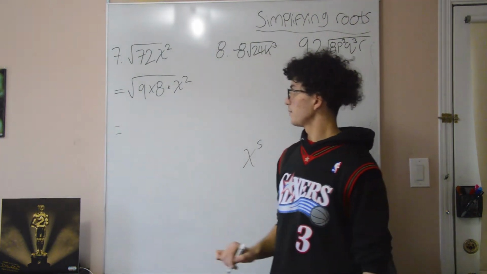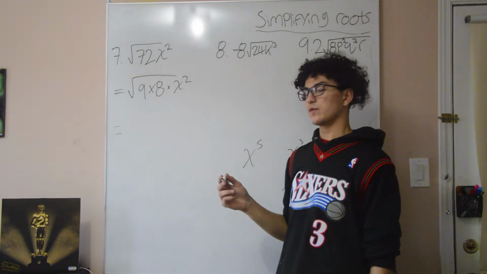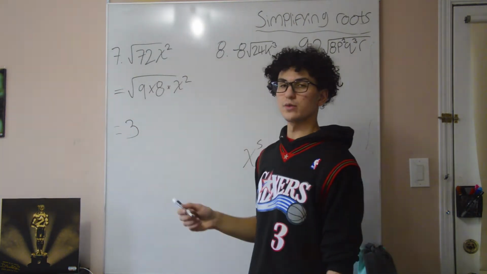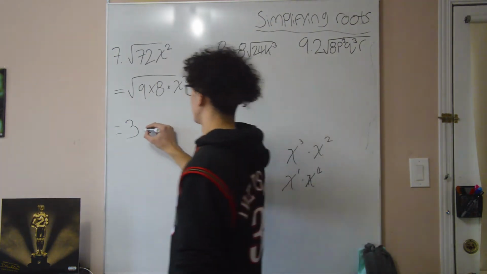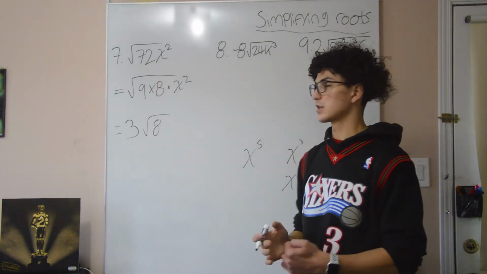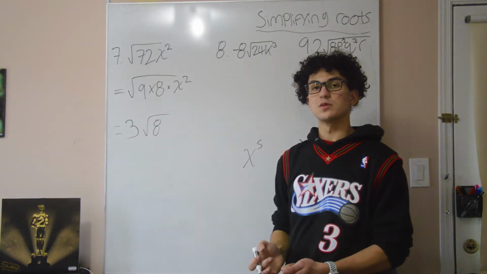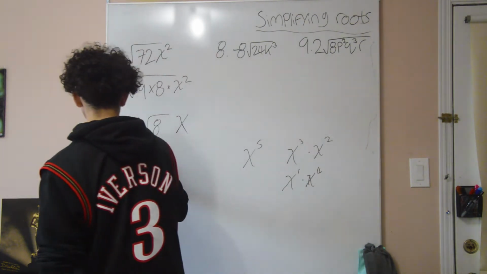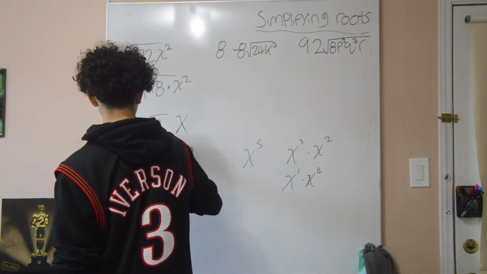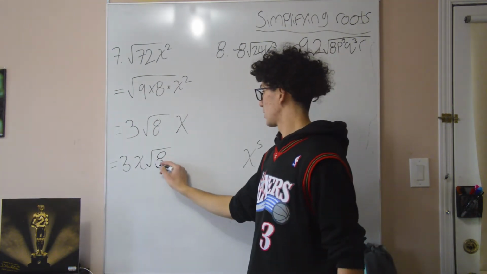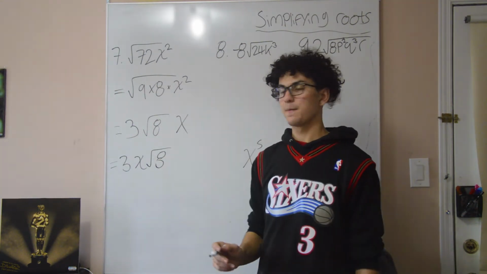Now from here, can we take the square root of 9? Yeah, we can. It becomes 3. Can we take the square root of 8? Unfortunately not. So 3 root 8. And can we take the square root of x squared? Yeah, actually we can. It just becomes x. So now let's rewrite this: 3x root 8. Now, is that fully simplified?